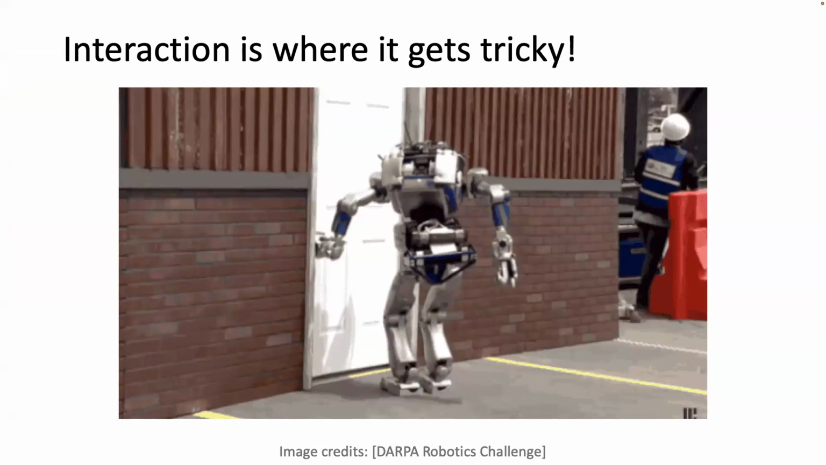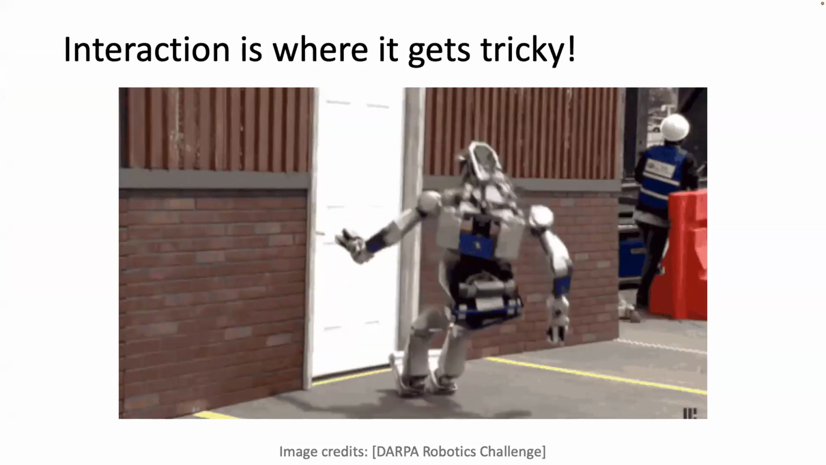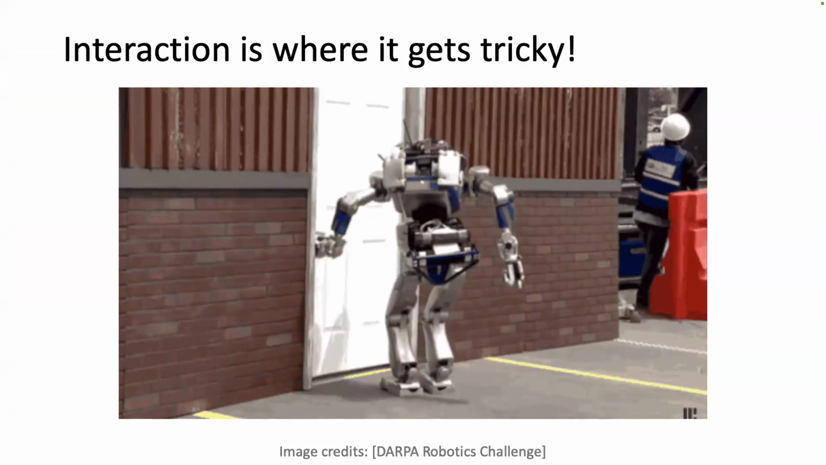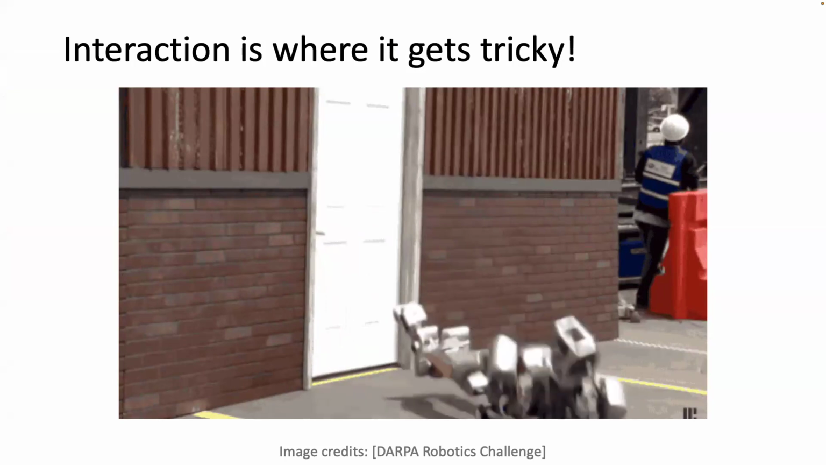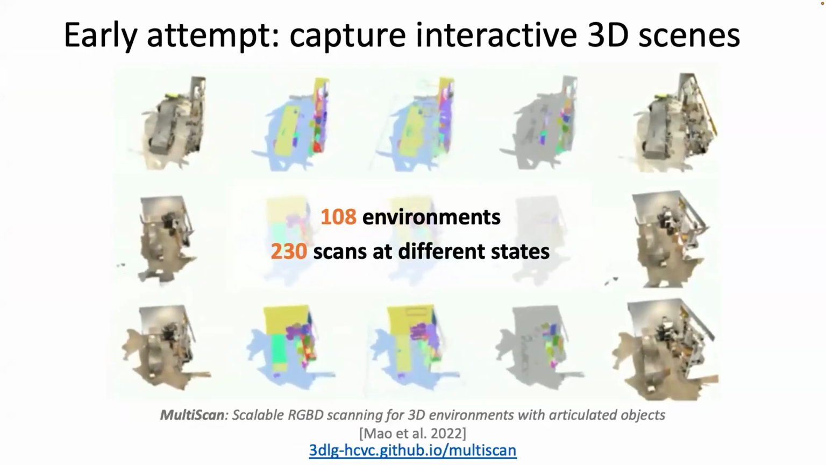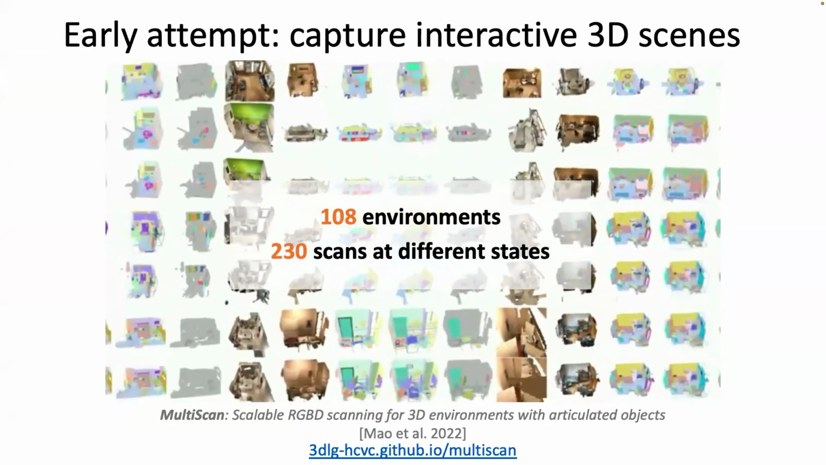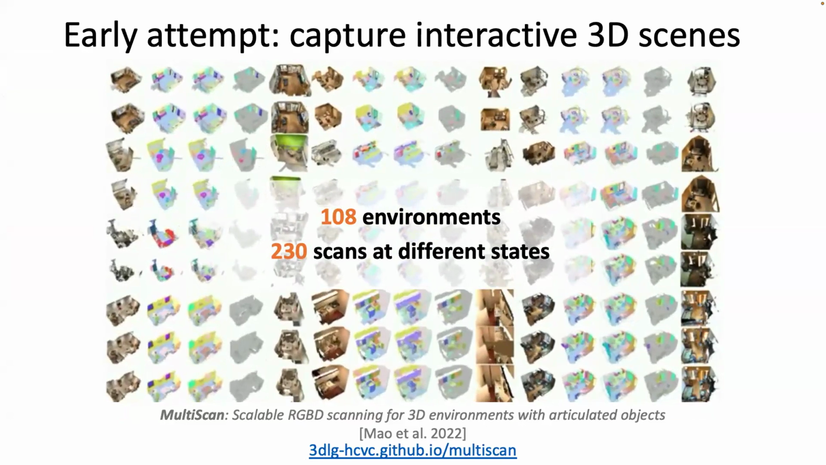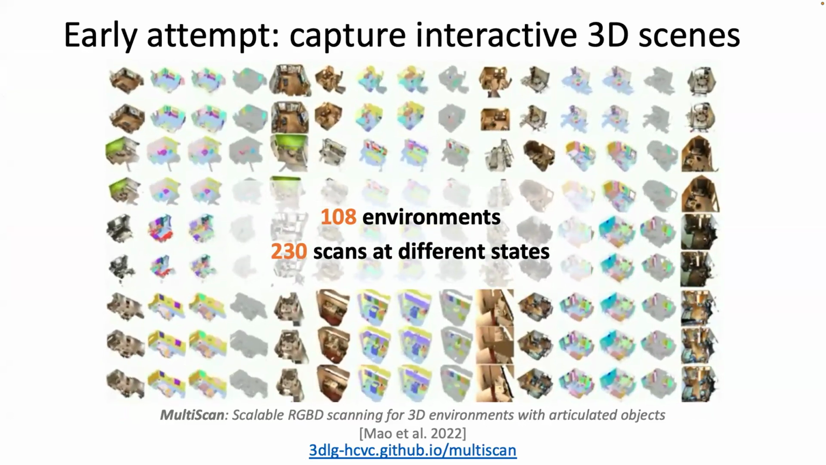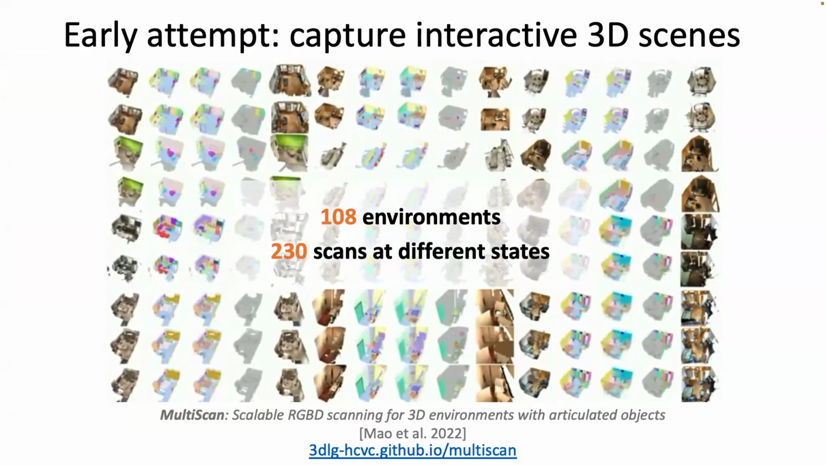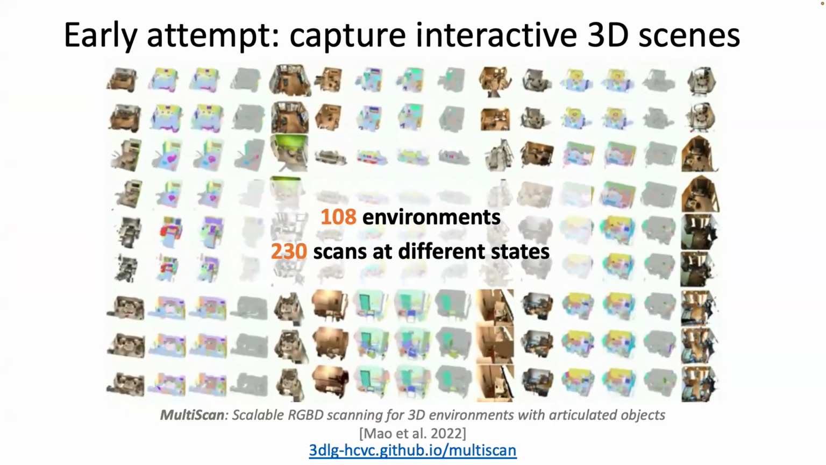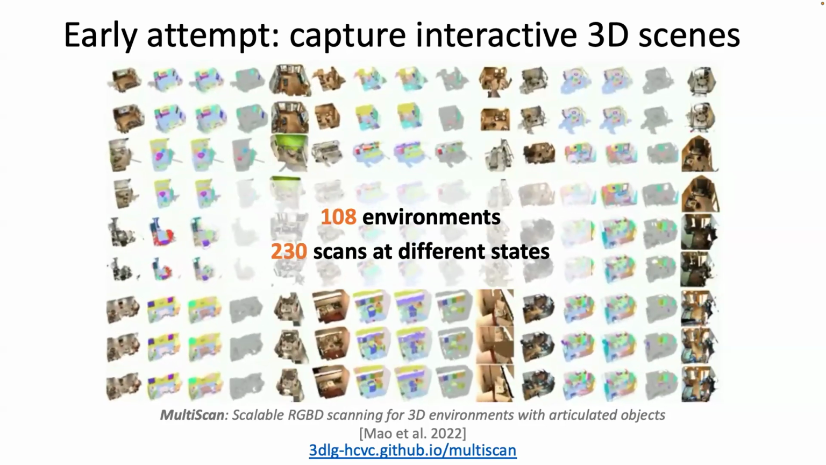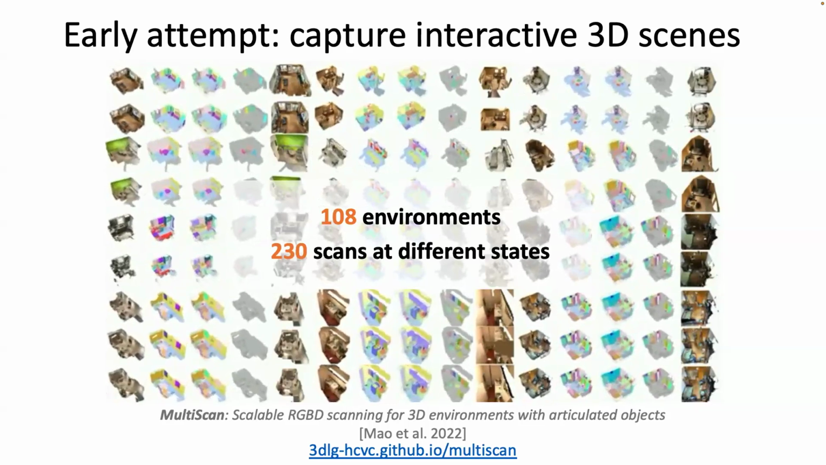Because for embodied AI and for robotics, interaction with the world is where it really gets tricky. As this infamous example from the DARPA Robotics Challenge from quite a number of years back aptly demonstrates. Now, an early attempt to try to alleviate this, to create interactive 3D environments from real-world spaces, did multiple scans over time to observe the same space with objects manipulated and changed. But as you might imagine, again, this is hard to scale. So this was limited in its scale, only 100 or so environments. What can we do, right? How can we better scale?